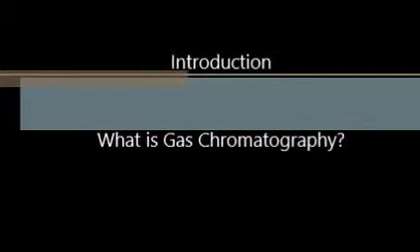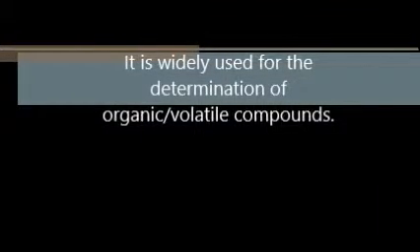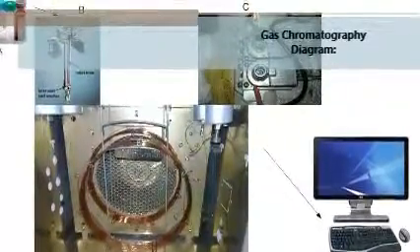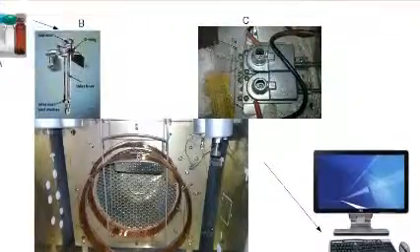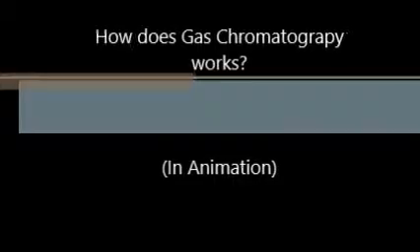Introduction. What is gas chromatography? GC is one of the most versatile analytical techniques in the laboratory. It is widely used for the determination of organic or volatile compounds. Gas chromatography diagram. How does gas chromatography work in animation?